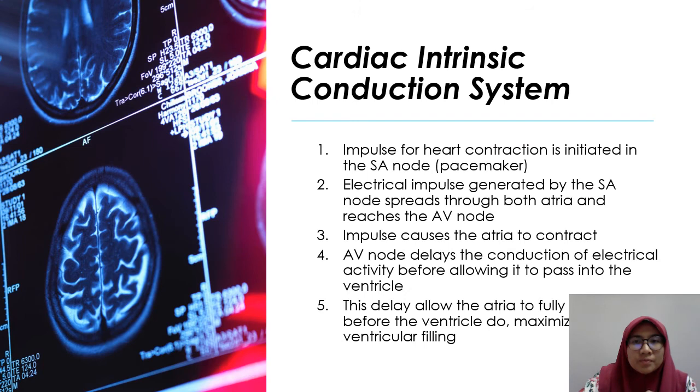Okay, ni dia punya steps dia. Right. Impulse for heart contraction initiated maksudnya bermula dekat SA node. Remember, SA node is our pacemaker. Okay, the electrical impulse generated by the SA node. Ada electrical impulse juga, okay, dekat kita punya jantung. So, it spreads through both atria, left and right atria, and it reaches the AV node. So, the impulse will cause the atria to contract.